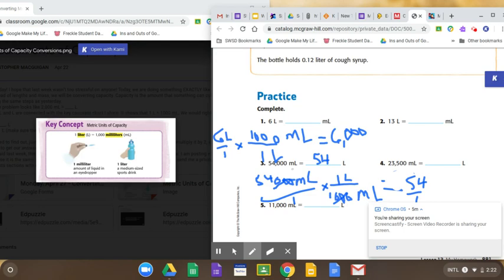or liters. So again, if you're going from a smaller measurement into a larger measurement, the number is going to actually be smaller because you're compacting all those little tiny pieces together to make one whole thing.